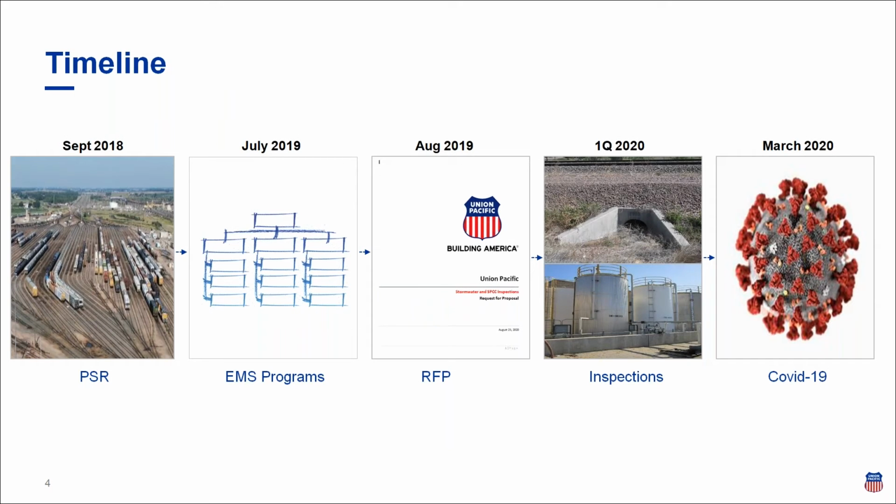There we go. Okay, so timeline. On the left, you see in September 2018, UP adopted and began to roll out Precision Scheduled Railroading, or what we know as Unified Plan 2020. Being able to allow the workforce to focus on moving cars instead of doing the inspections was one of the big drivers, along with compliance assurance.